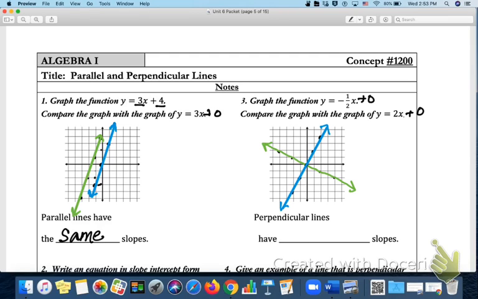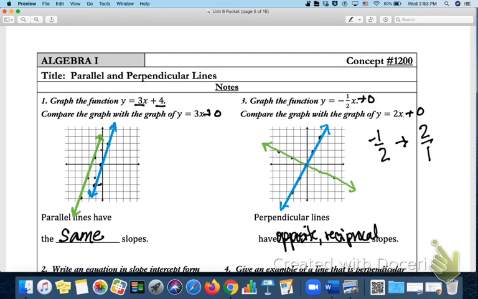Notice when I graph these two lines, I create a 90-degree angle where the two lines intersect. Intersect means they touch one another. Let's look at the slopes of these graphs. The y-intercepts are the same, but in one equation I have a slope of -1/2, and the other slope is 2/1.